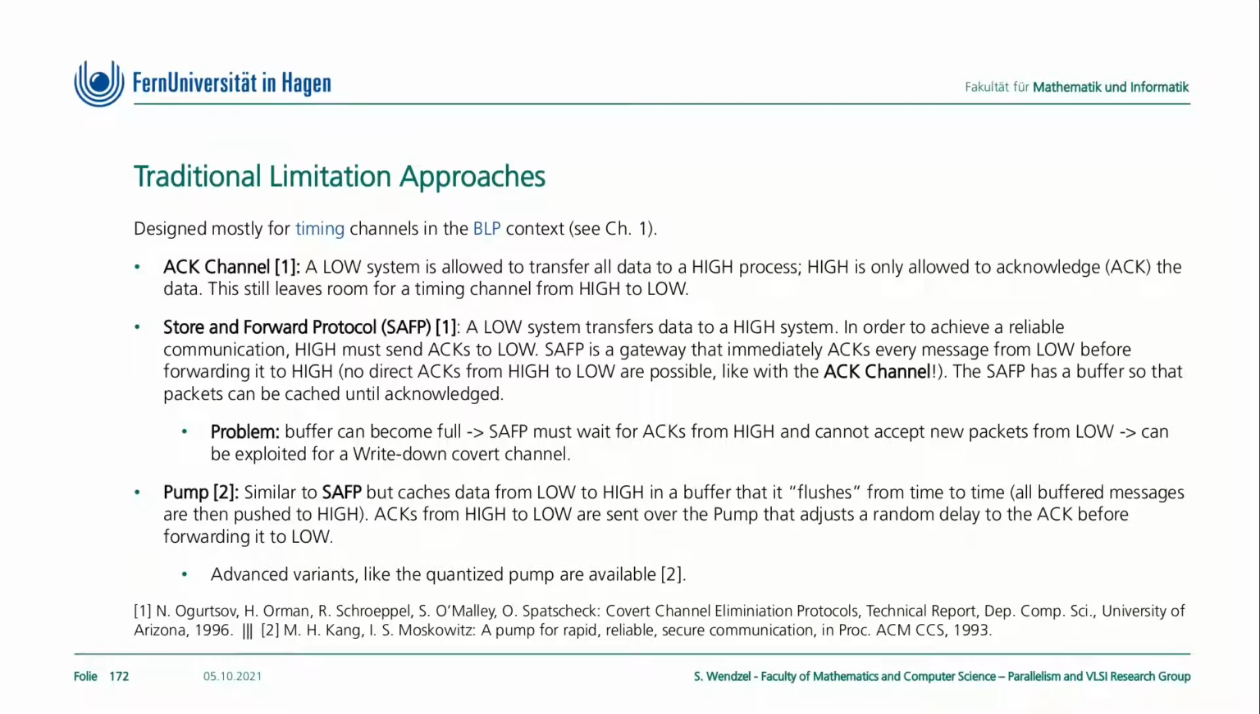And finally, the pump. There are different approaches like the network pump and the quantized pump. This is again like the SAFP, but it caches the data from low to high in a buffer that it flushes entirely at some point in time in regular intervals. So it caches all the messages and then sends all the messages to high in one flush. And ACKs from high to low are sent over the pump, but the pump adds a random delay to the acknowledgements before forwarding them to low. So none of these approaches eliminates the covert channel entirely. All of them are limitation approaches.